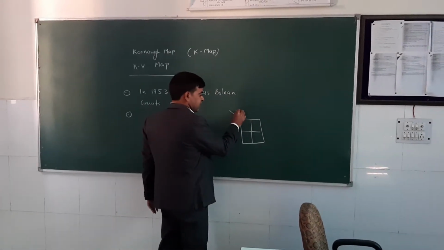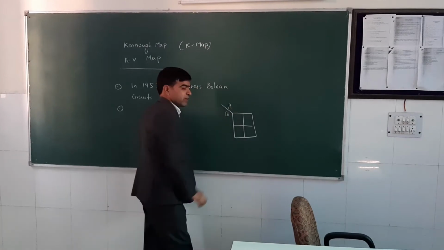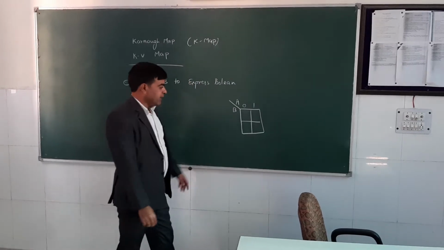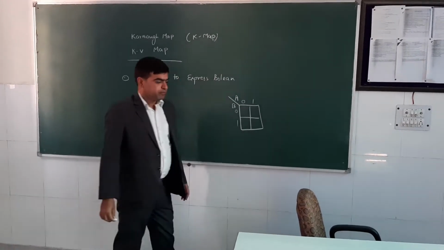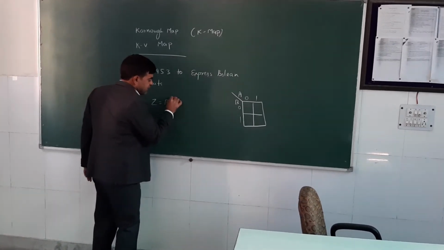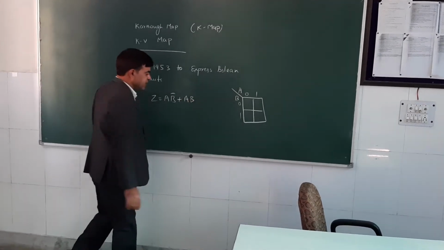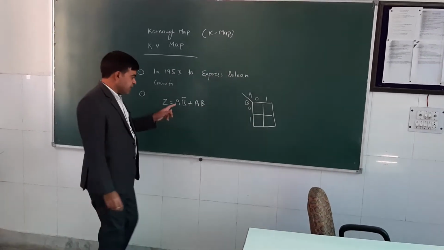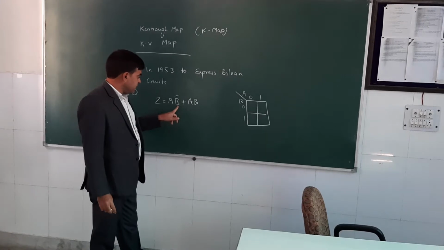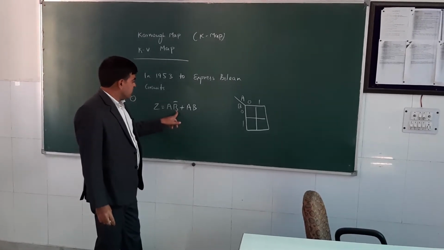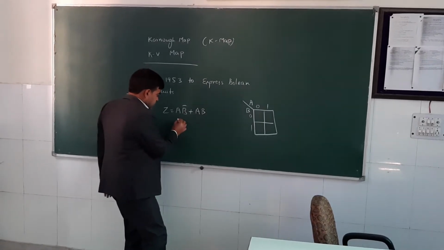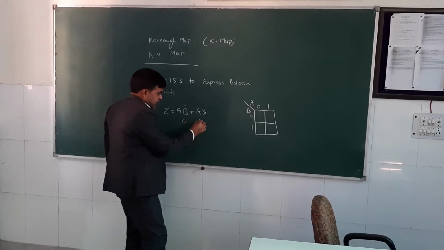In a two variable K-map, we can write one variable here and another variable here. A can have the value 0 and A can have the value 1. Similarly, B can have 0 and B can have 1. Let's say we have one Boolean expression, Z is equal to A bar B plus AB. How can we represent this expression using the K-map? A is 0 and B is 1 for the first term, and 1 and 1 for the second.